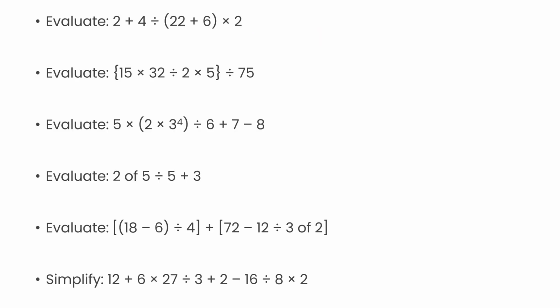Here, our first question is evaluate 2 plus 4 ÷ (22 plus 6) × 2. Let's see. Here, what is this in BODMAS? Bracket here. This is division, this is addition, this is multiplication. So what is the sequence here? BODMAS. We have to follow this sequence.